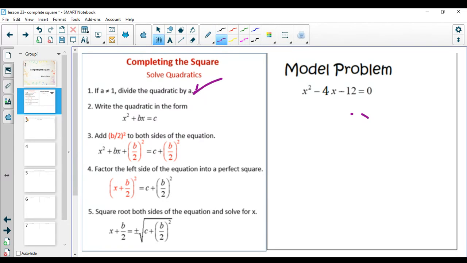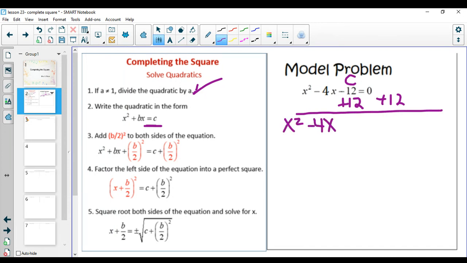This step is saying we need c on the other side of the equal sign. Since c is over here, the negative 12, we're going to add it. This is your c term. You're going to add it to the other side, getting x squared minus 4x on the left and 12 on the right. Now, if you notice I left a little space, we're going to be adding in another number here to make a trinomial. And if you add that number on the left side of the equal sign, you must add that same number to the right side of the equal sign.